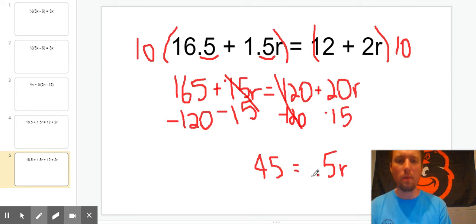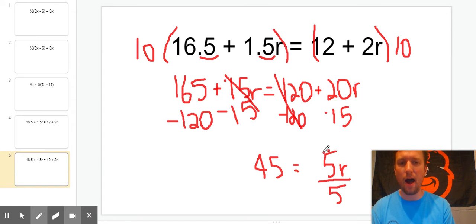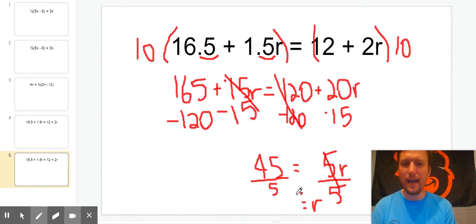Now I need to get my r all by itself, so I'm going to do the inverse operation. Since I'm multiplying here, what am I going to do? That's right. I'm going to divide this side by 5, and I'm left with r. And on this side, we have to do the same thing to the other side of our equation. 45 divided by 5 leaves us with, can it be? It can. Math is amazing. 9 equals r, or in this case, r equals 9.